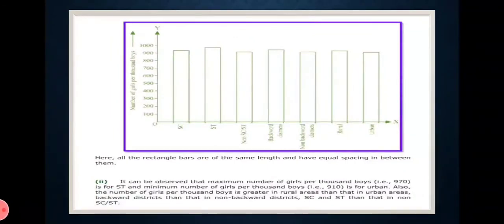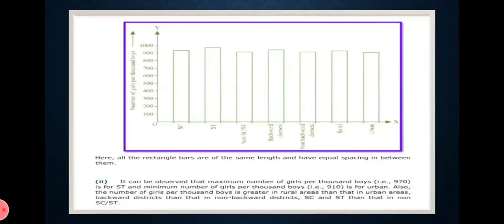Now let us see what conclusions we can give after representing the graph. So the answer number 2 is, it can be observed that the maximum number of girls per 1000 boys, that is 970, is for ST, and the minimum number of girls per 1000 boys, that is 910, is for urban. Also, the number of girls per 1000 boys is greater in rural areas than that in urban areas, backward districts than that in non-backward districts, SC and ST than in non-SC and ST.